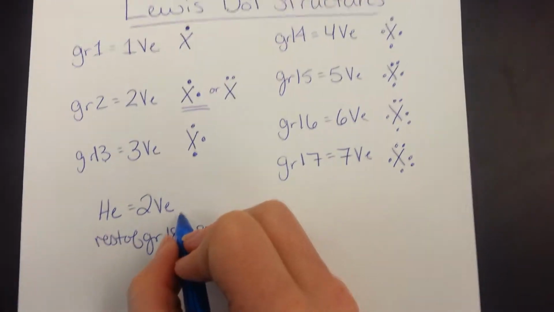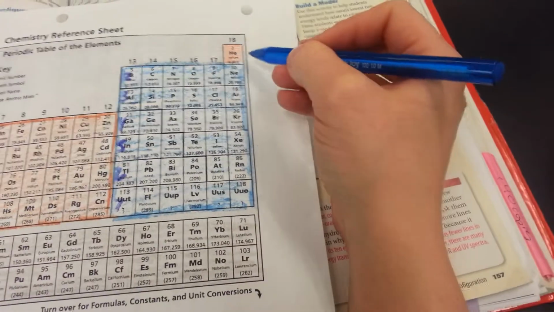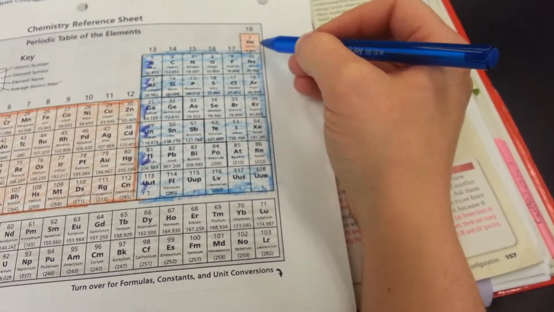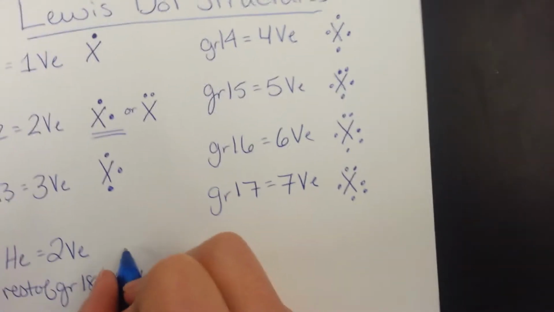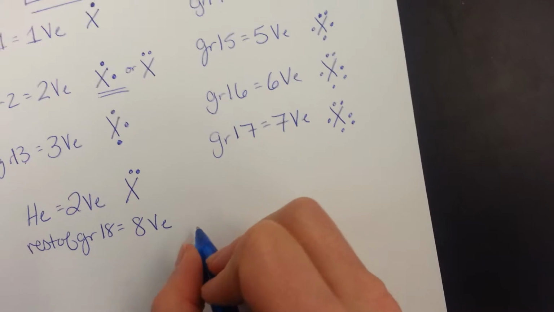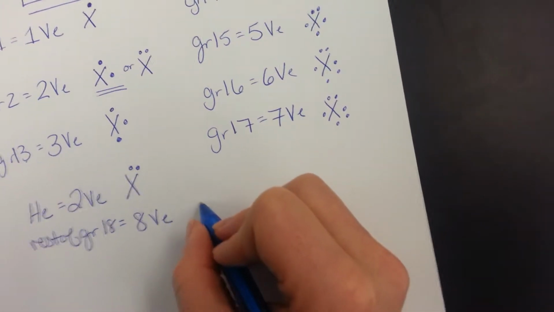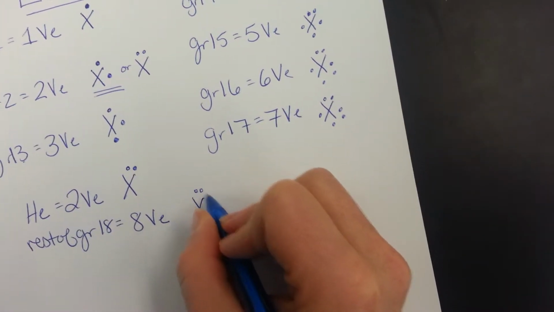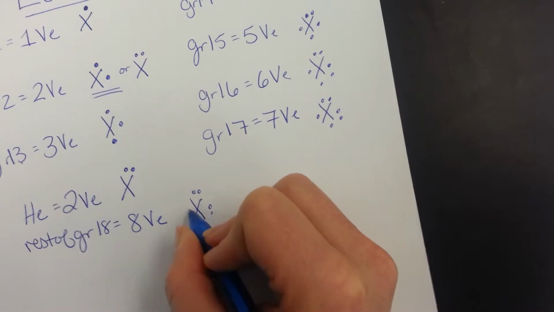Now, helium is in group 18, but helium is the only noble gas that only has 2 valence electrons. So it will always be represented with this pair because it's stable. And the rest of group 18 will have 8 valence electrons.